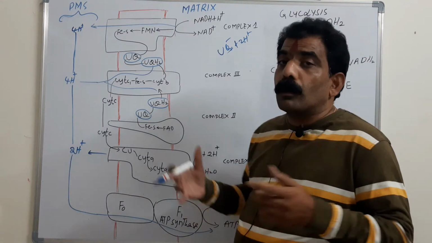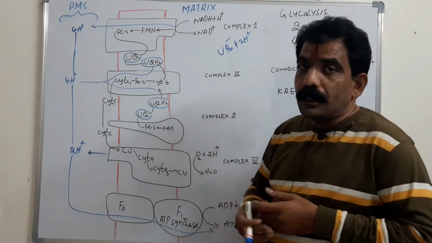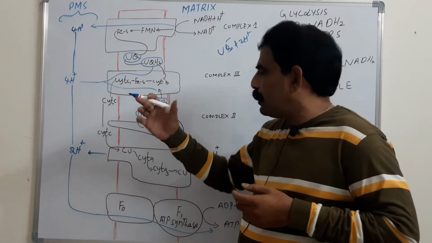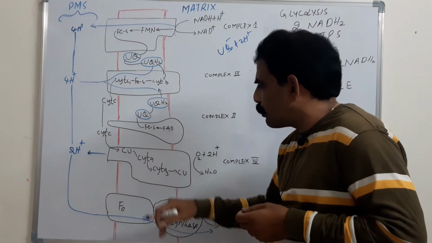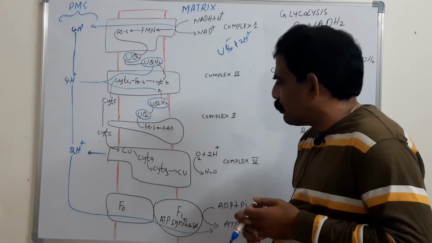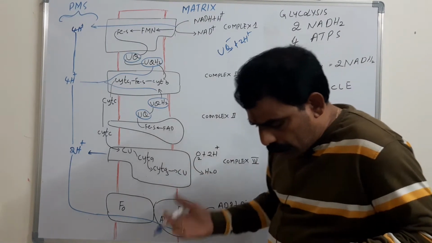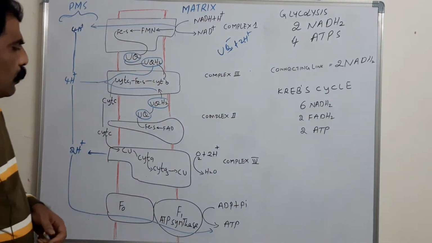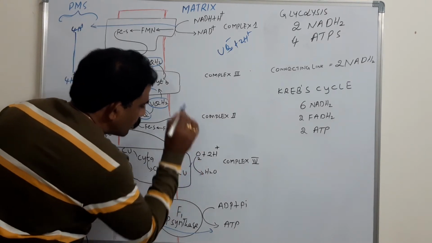In complex 4, 2 copper centers are present, and cytochrome A and cytochrome A3 are also present. Initially, the electrons are transferred from cytochrome C to the copper center. From there, electrons are transferred to cytochrome A. From there, electrons are transferred to cytochrome A3. Again, the electrons are transferred to the copper center finally. Now, from this copper center, electrons are transferred to oxygen.